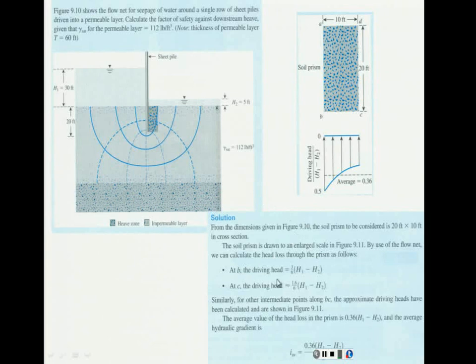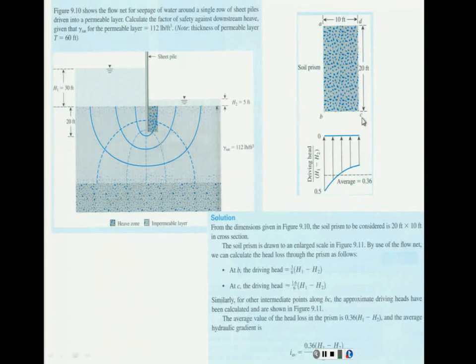Let's see what is the driving head at the point B. What is the point B? This is the point B. The point B is this part here. And it says that the driving head is 3 over 6 of H1 minus H2. Remember that you're going to have a drop per each one of these equipotential lines from one end to the other end. So if I'm exactly at this point, basically I have 1, 2, and 3 drops up to this point. You see that? That's why we have 3 over 6 H1 minus H2. That's going to be the head at this point, H1 minus H2 times 3 over 6.